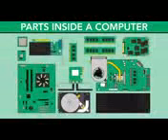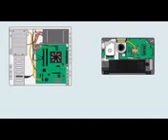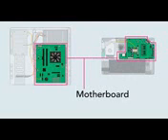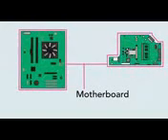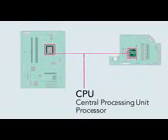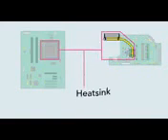You may already know that there are many important parts inside a computer, but what exactly do they do? Let's take a look inside and learn about the various components that make a computer work. Whether it's a desktop computer or a laptop, every computer has a large circuit board called a motherboard. This contains some of the most important parts of the computer, such as the CPU, also known as the Central Processing Unit or processor. The CPU can be considered the brain of the computer because it processes information and carries out commands. Since it tends to get hot, it's covered by a piece of metal called a heatsink, which draws heat away from the processor.